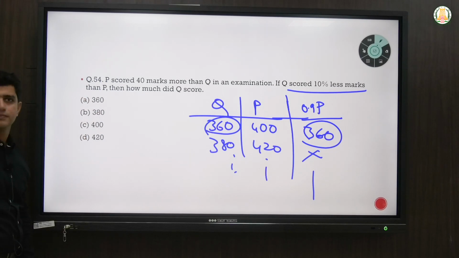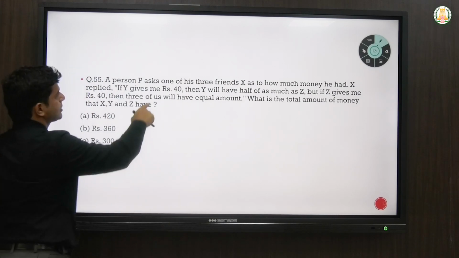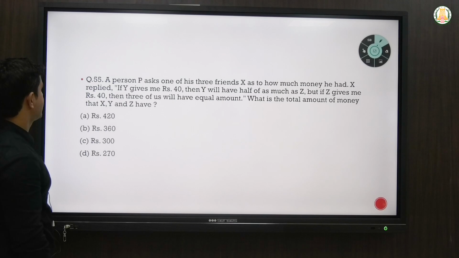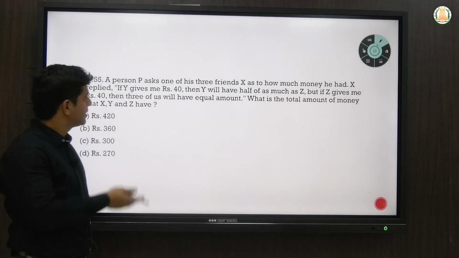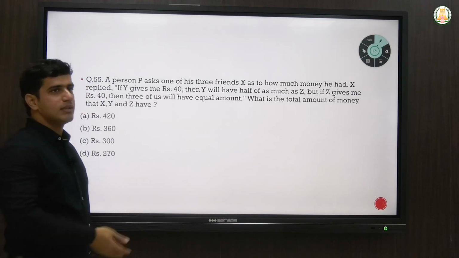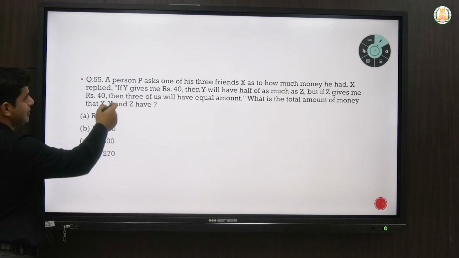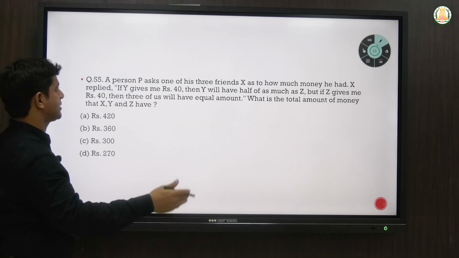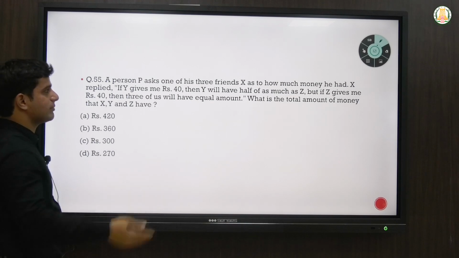You can go. Okay. A person P asks one of his friends X as to how much money he had. X replied, if Y gives me 40, then Y will have half as much as Z. So this is very... he could have simply said how much money he had. He's just giving puzzles. But if Z gives me 40, then the three of us will have an equal amount.